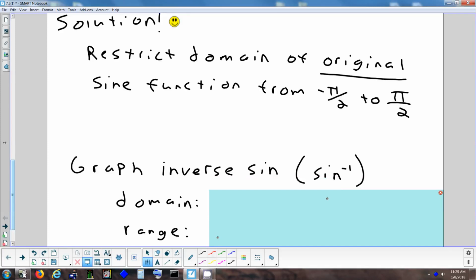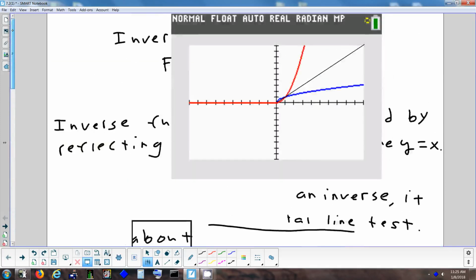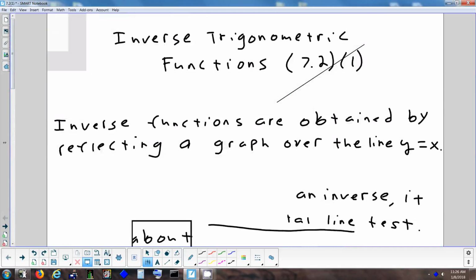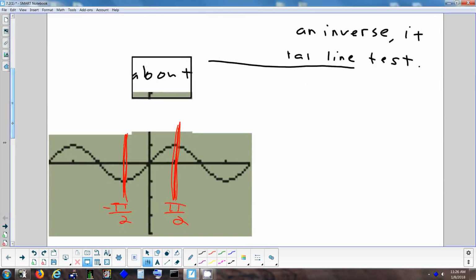Now, when you have an inverse, I told you that everything is a mirror image over the line y equals x. Let me go back up to that for a second. Y equals x. What that means is y turns into x, x turns into y. So if you know the domain and range of the original sine function, then you automatically know the inverse. You just have to switch them.